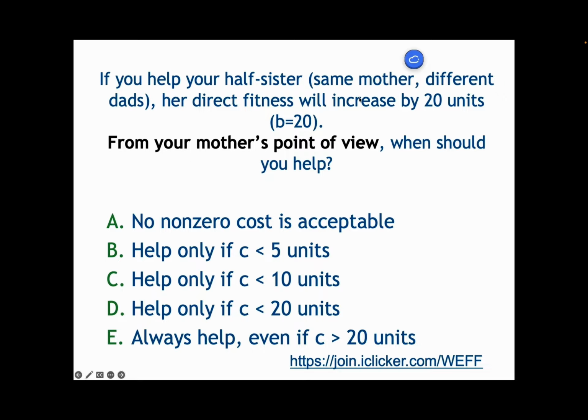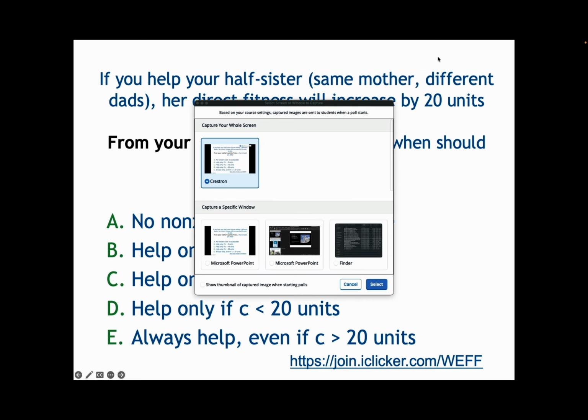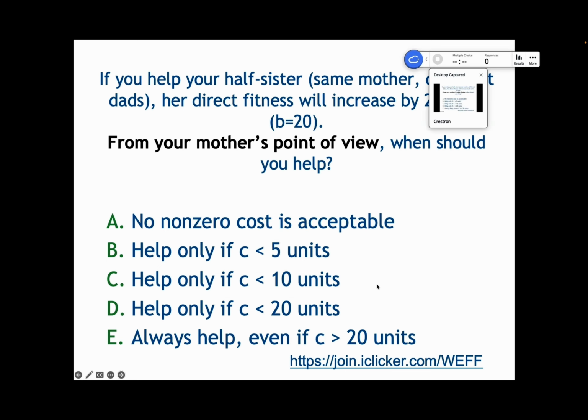Now we're going to look at things from the point of view of your mother. She's your mother, and she's the mother of your half-sister. From your mother's point of view, when should you help? Remember that from your point of view, it was only worth helping if the cost to you was less than 5 units. Is your mom going to say the same thing? What do you think? Click in if the clickers are working today. I'll give you a minute to think about that.